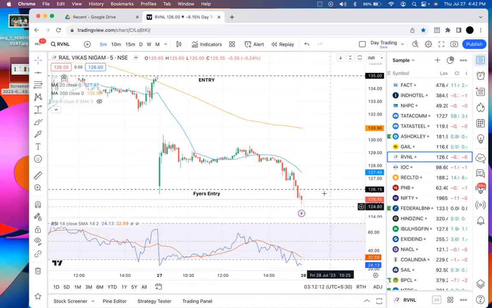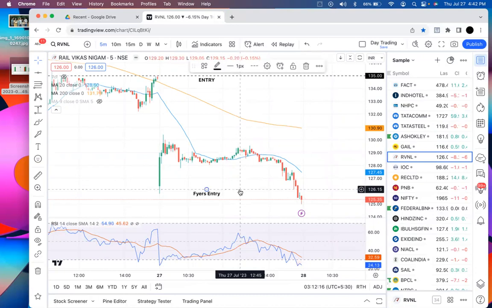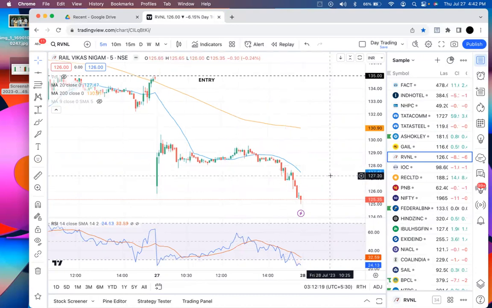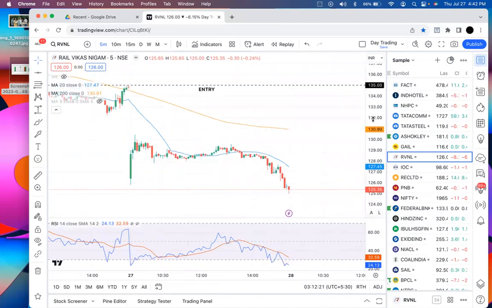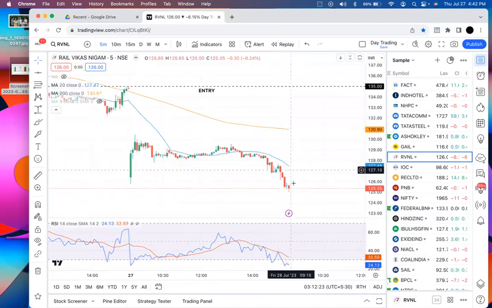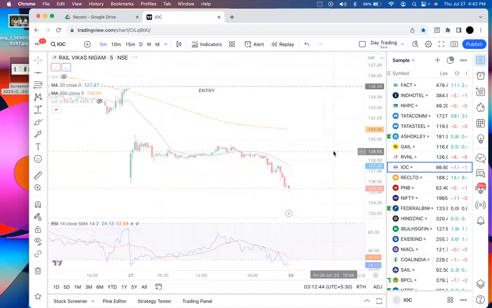All right, here is one where I have entered, and this is something I would look at carefully, because look at this, the 200 and the 20 are far away. The best probability is that it's going to come back close to the 200, and the RSI is pretty low, and it may not go further down anymore. So we don't know yet, but the possibility is less, and the possibility is more that it could go up. Okay, RVNL is looking good.